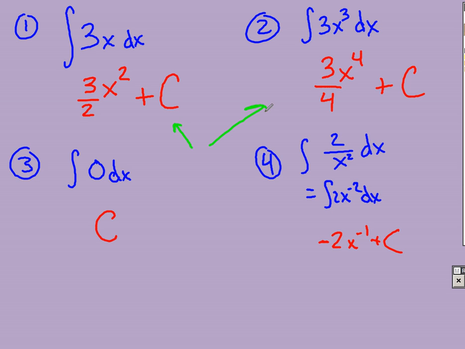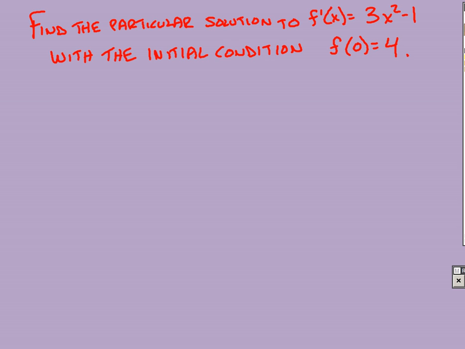These are what we would call a general solution, because we can have many different answers based on what our value of c is. So, what we're going to do here is find particular solutions, which means we have a specific value for c. So the way to do that is I'm going to start the same way: take an integral of my f prime of x. So that's how I'm going to set it up, and I'm going to solve it.